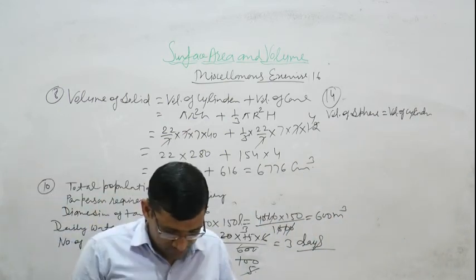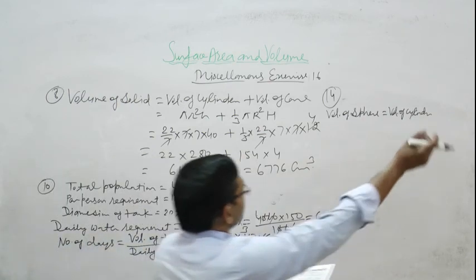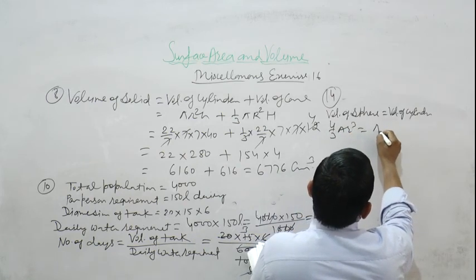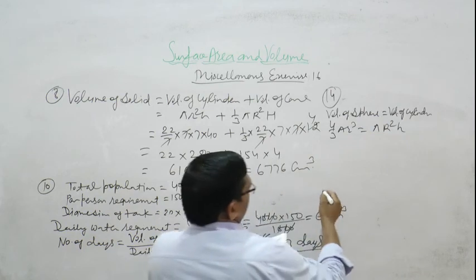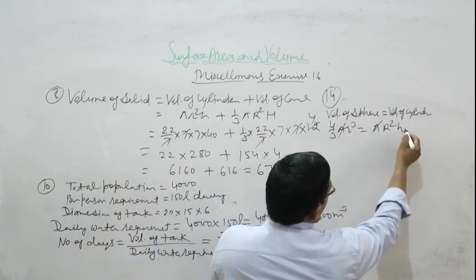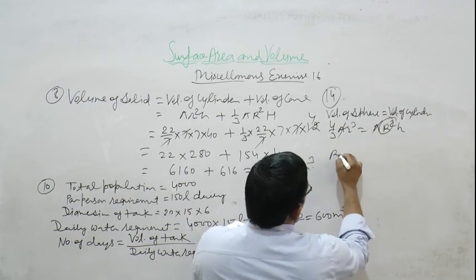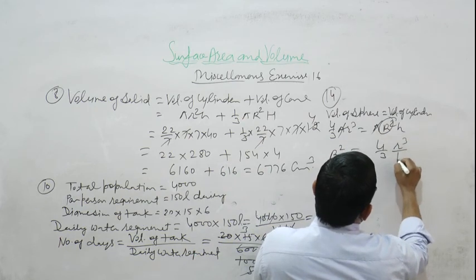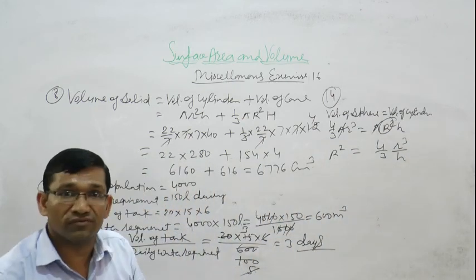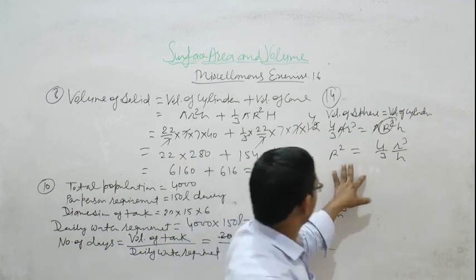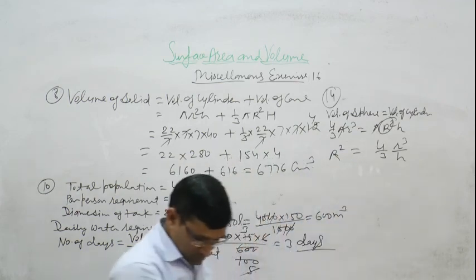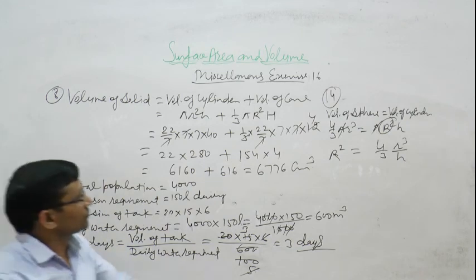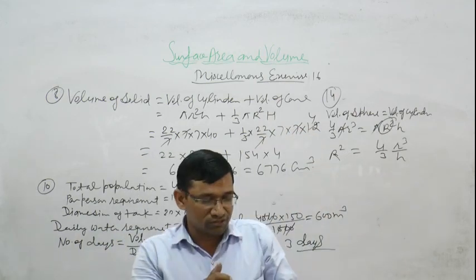We want to find out radius. So volume of sphere is 4/3 pi r cube. Volume of cylinder is pi r square h. In this pi cancelled by pi. We want to find out r square. So r square is equal to 4/3 r cube divided by h. We put the values and simplification we get r square, and by using square root of r square we get r.